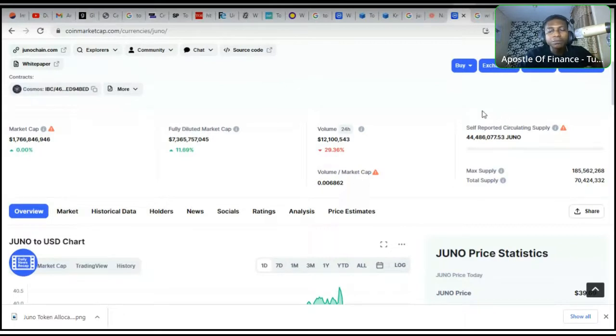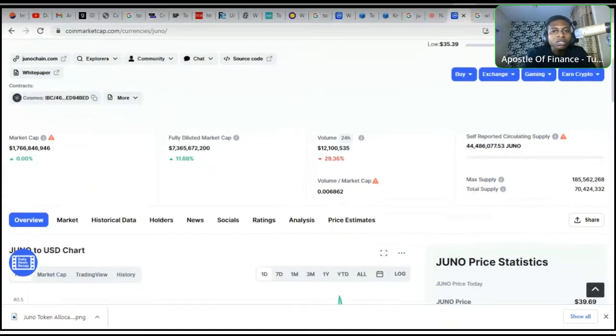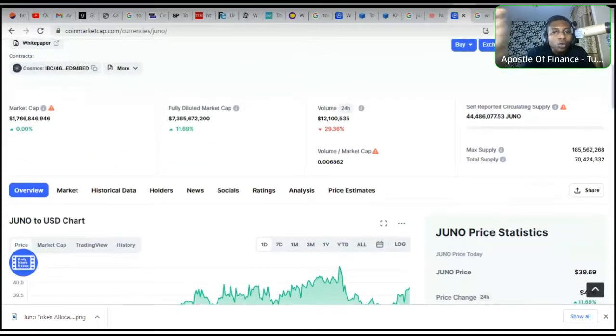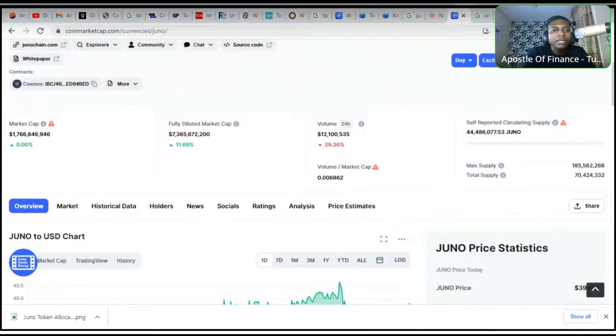Okay. So I would like to bring it to a close here. We've now understood what token economics is, and what to look at when looking out for projects that you want to invest in.